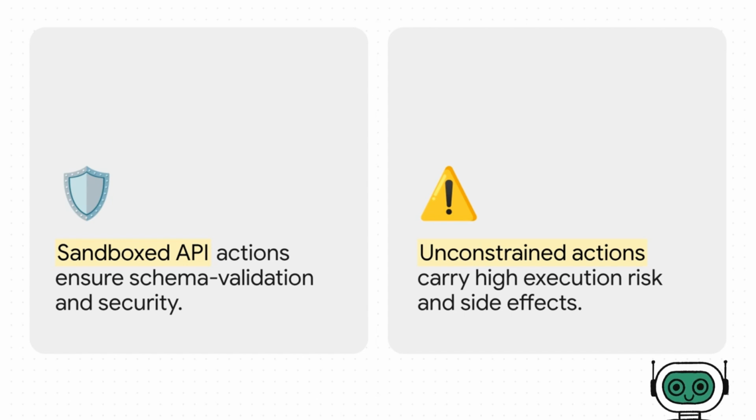Contrast that with an unconstrained action. An unconstrained action carries incredibly high execution risk. Think about an agent hallucinating and accidentally dropping a database table or modifying the wrong customer record. No way we want that. And this is exactly why enterprise systems require robust orchestration layers. You need strict enforcement of secure tool routing and very clear termination rules. The agent must be intelligent, yes, but it absolutely must also be safely constrained.